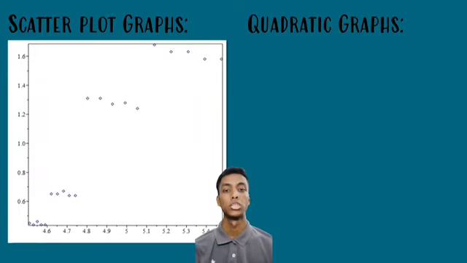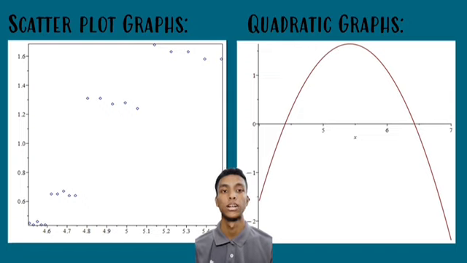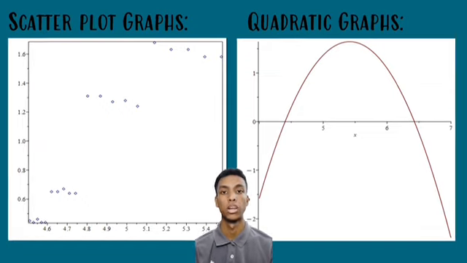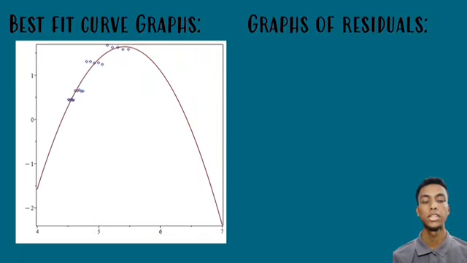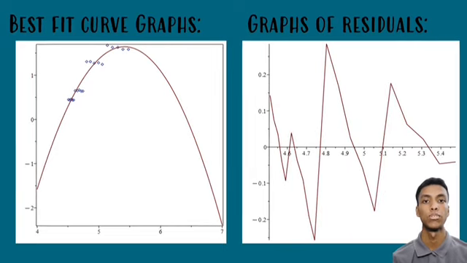For the graph, as we can see here, the left side is the scatter plot graph of our data, and the right side is the quadratic graph for our equation model. Then, as we can see here, the left side is the best fit quadratic curve graph of our model, and the right side is the graph of the residual or error vector of our model.